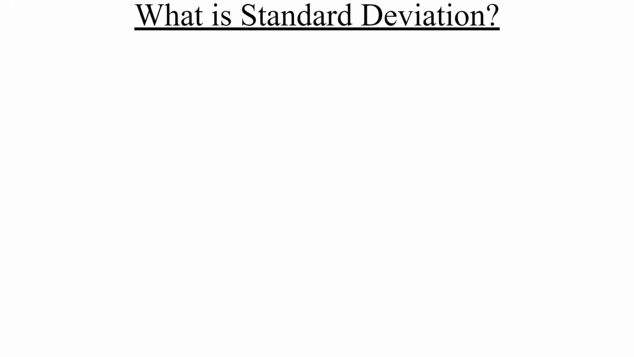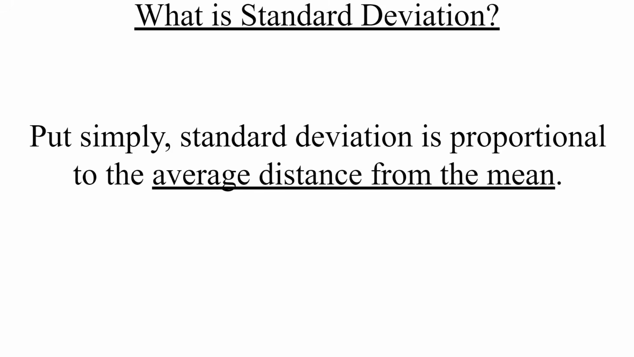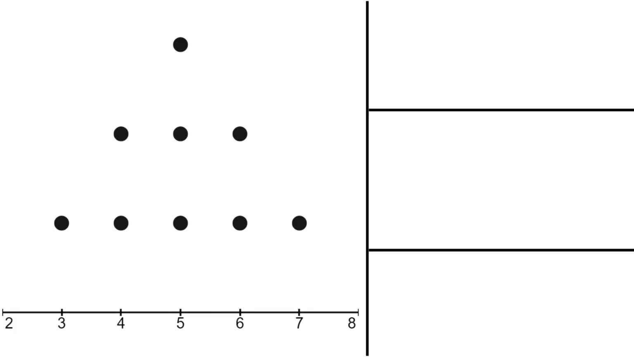Okay, standard deviation. Again, put very simply, it is proportional to the average distance from the mean. So if the numbers are far away from the mean on average, it's got a high standard deviation. And if they're close to the mean on average, it's got a low standard deviation. So let me show you an example. I don't even need to do any calculations.